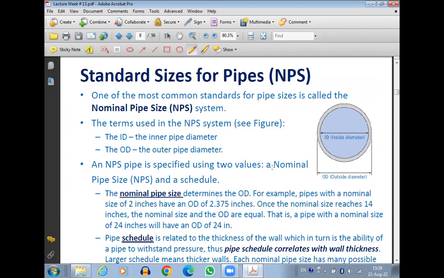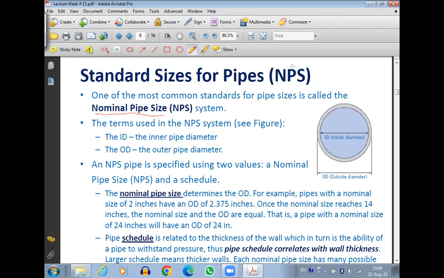Okay, so let's move over to the next topic. This is about the standard size for pipes, called nominal pipe size. This is an important topic for basic understanding. Suppose you go to a mechanic or a plumber, and the plumber tells you that we need to get a pipe of 6 inches, or 2 inches, or 1 inch, or half-inch. What does that inch refer to?